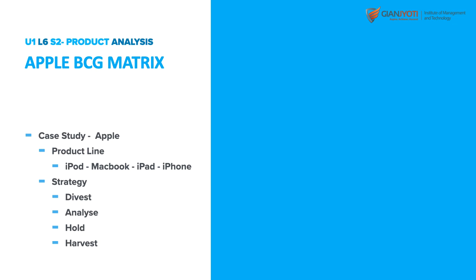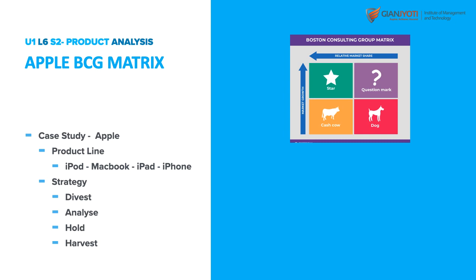Let us take the example of Apple. So when we talk about Apple, what I want you to do is, this is your BCG matrix. And Apple has four products. In their product line, they have iPod, MacBook, iPad, and iPhone. I want you to put the four products in the four boxes where they fit in well. So you put iPod, MacBook, iPad, and iPhone. I give you some time to do that in your diagram that you have put on your notebook.